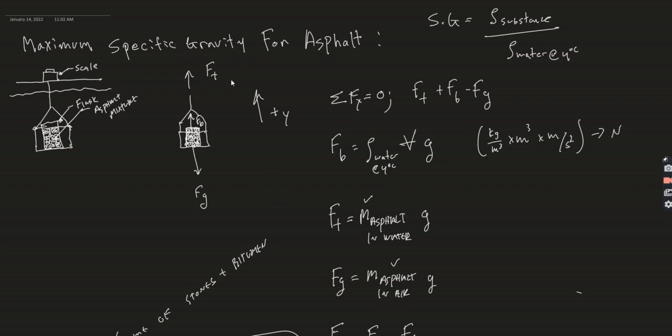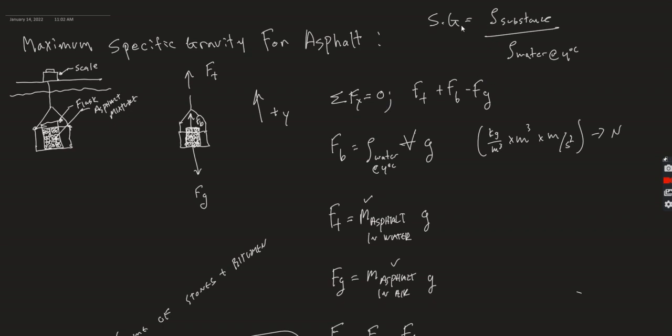Hello everyone. Today I just wanted to go over a topic related to materials engineering in civil materials, specifically the maximum specific gravity for asphalt. It's something that gets confused a lot. I wanted to go over the derivation, or how you can formulate it and get a better understanding of it.